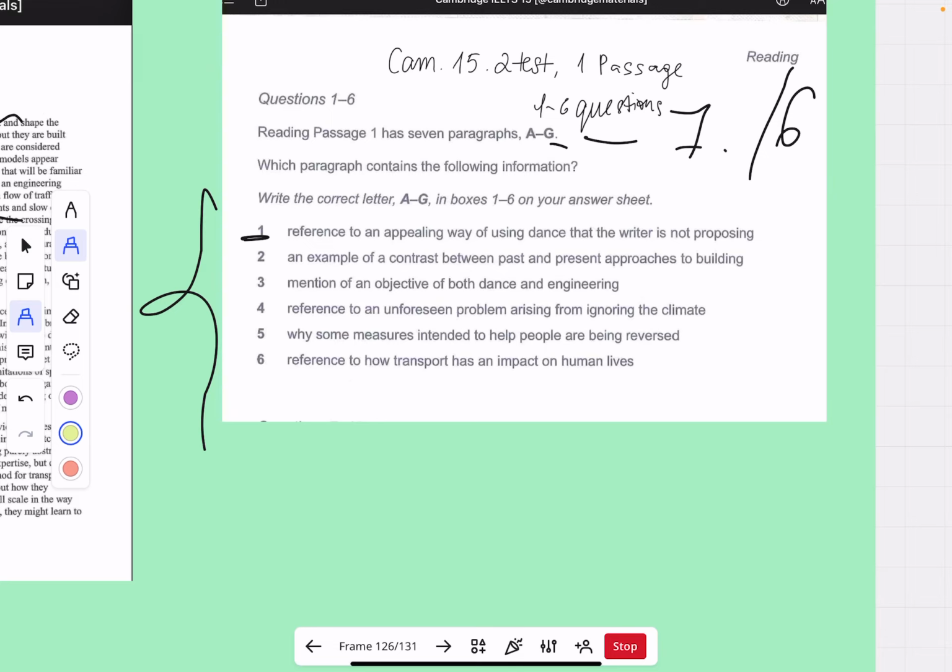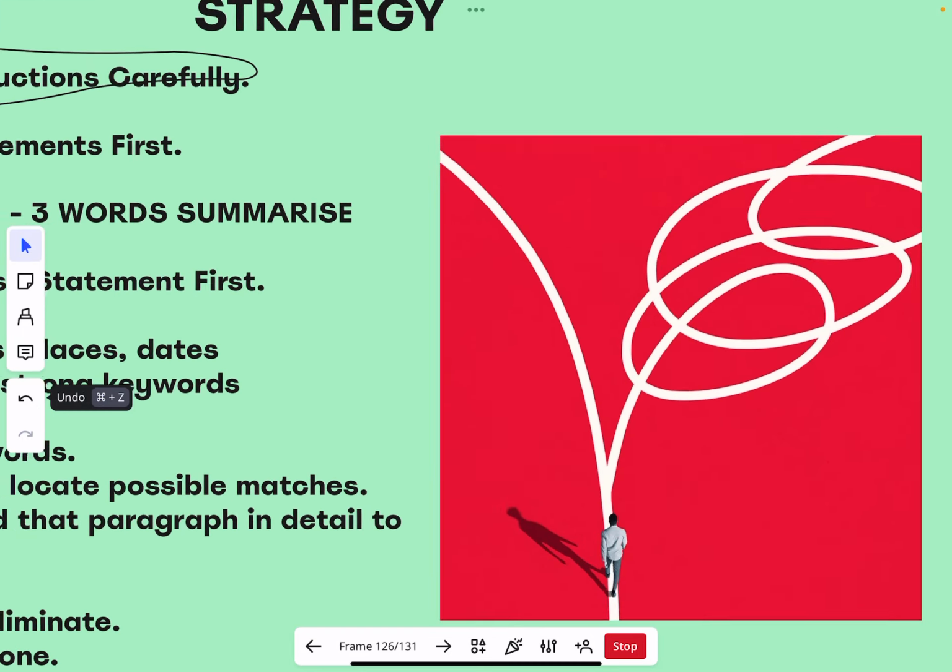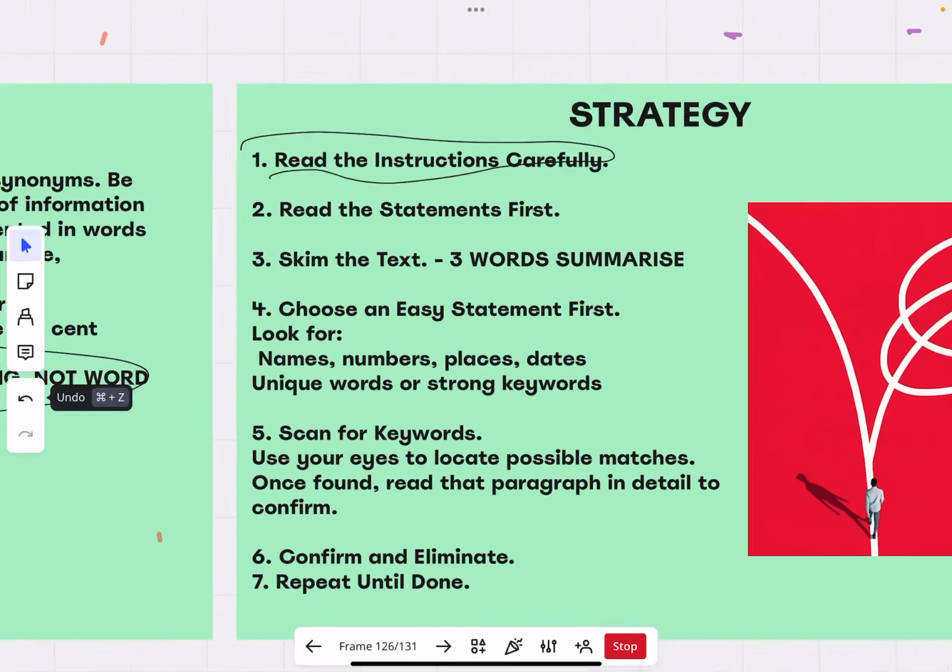For example, "writer is not proposing," and the next one, "contrast between the past and present approaches," and "mention of an objective of both dance and engineering." This kind of thing. You need to always make sure that you read the statement first and highlight the keywords.